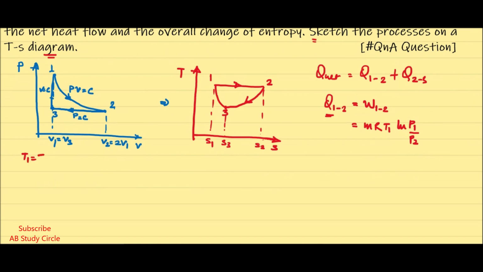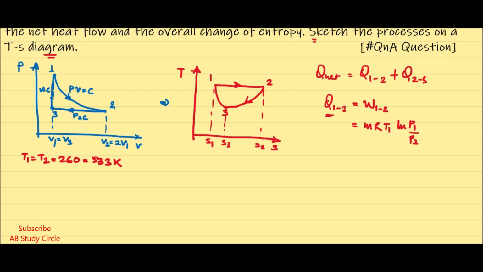T1 is equal to T2, that is 260 degree Celsius, and by converting into Kelvin, it will be 533 Kelvin. Okay, so we have T1. R for air is known, mass is given, so we are all concerned about P1 and P2.